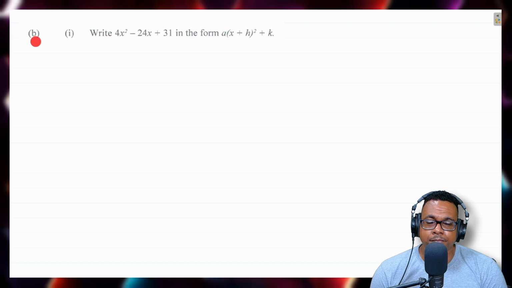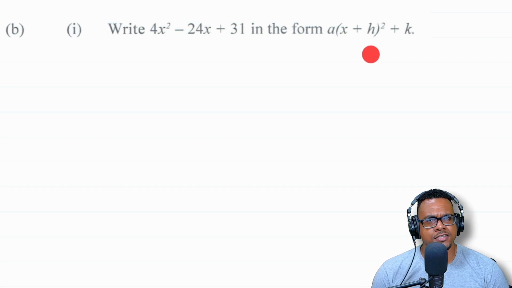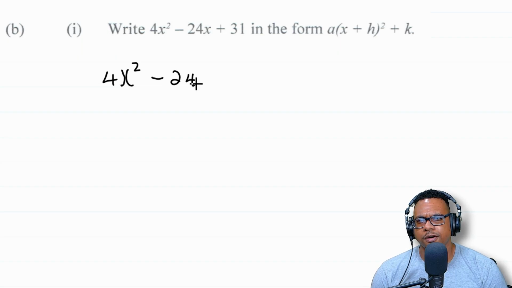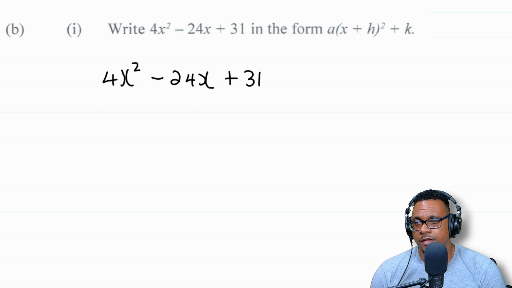All right, so moving on to part B, part 1, we have to write this quadratic in the form a(x plus h) in brackets squared, so that's our perfect square there, plus k. So this is just completing the square. So I'll write the 4x squared, take away 24x plus 31. So now the first step would be to get rid of this 4 in front of this x squared. So in order to do that, I have to factor out the 4, which means to divide everything by 4. So I'm going to write 4, put some brackets like that, divide 4x squared by 4 and get x squared.